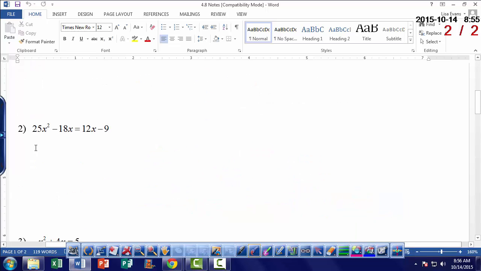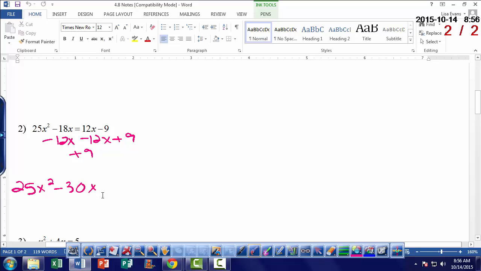Again, we do not have this equation equal to 0, so we're going to subtract 12x on both sides, and we're also going to add 9 on both sides. When I do that, I get 25x squared minus 30x plus 9 equals 0. This is A, this is B, and this is C.